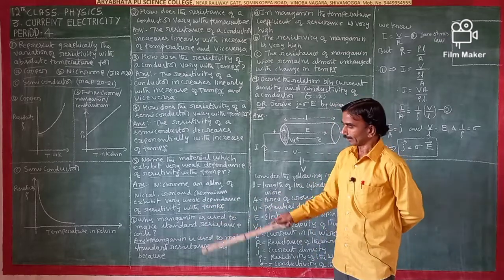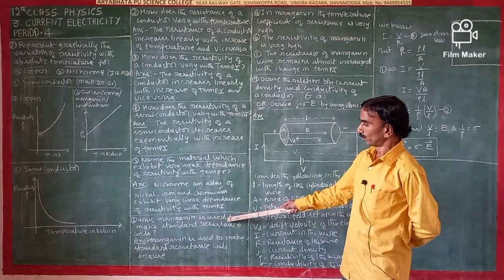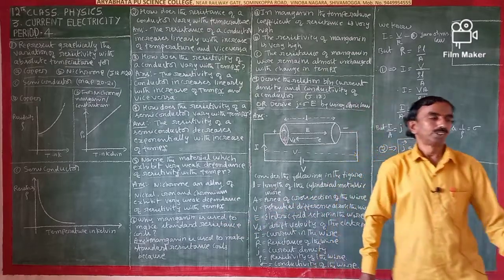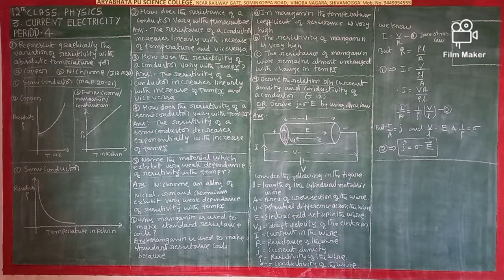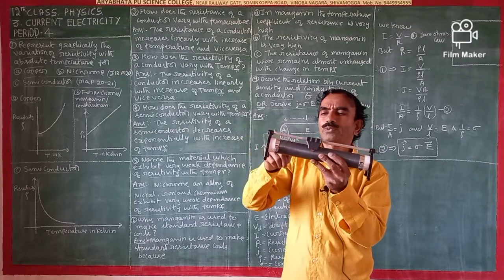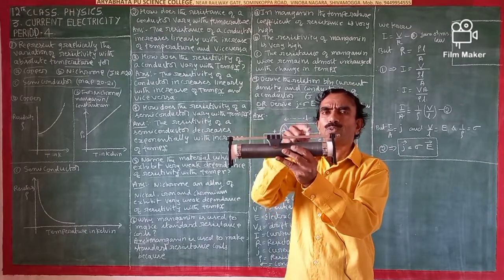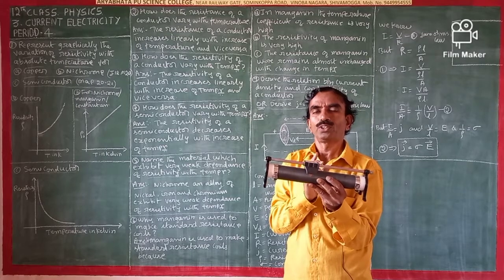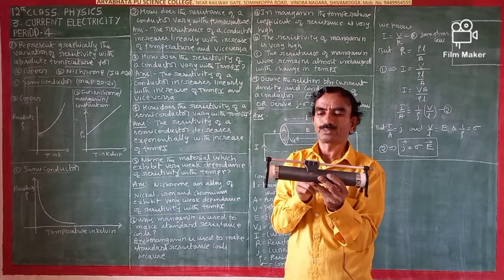Then why is manganese used to make standard resistance coils? You know the standard resistance coils. This is the resistance coil, and manganese wire is used here. In a block there is a very small wire. You can see and touch this in the laboratory also.